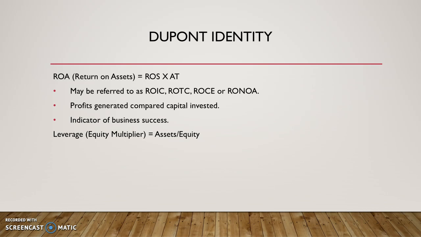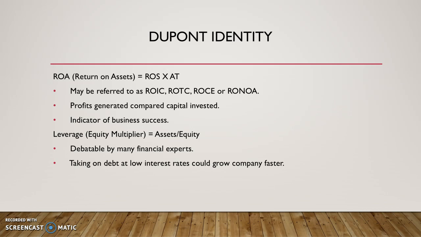Now, the last part of the DuPont identity is leverage. It's sometimes called the equity multiplier. It's basically assets divided by equity. Whether this ratio should be high or low is debated by many in the industry, because if an organization is able to take on debt at lower interest rates and manage it efficiently, they can grow the company faster while generating higher returns. However, if debt is relatively high compared to equity in a company, this will increase a company's risk profile. It'll increase their risk of bankruptcy and have it labeled as being a highly leveraged company.